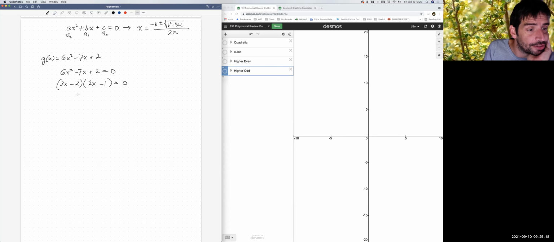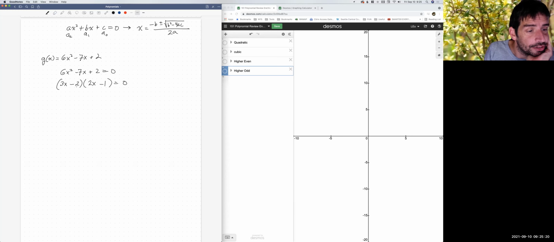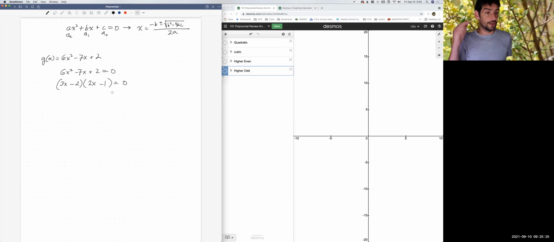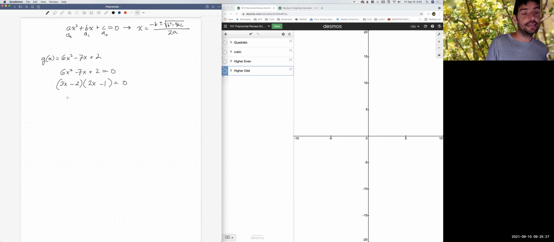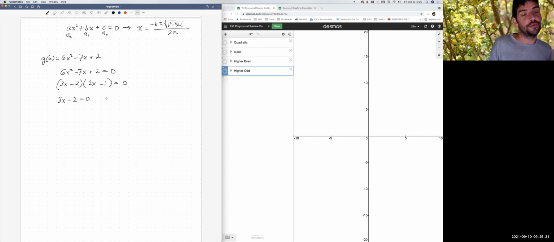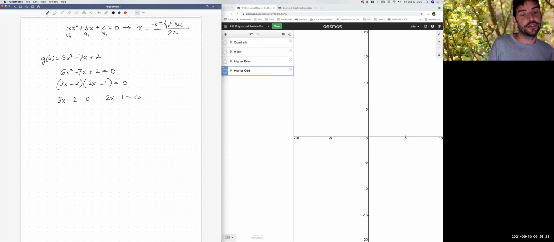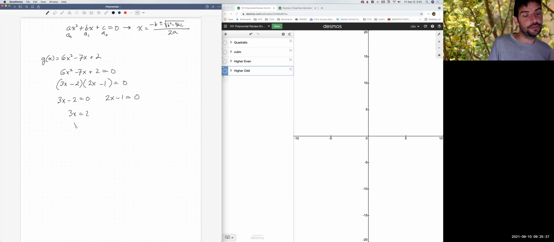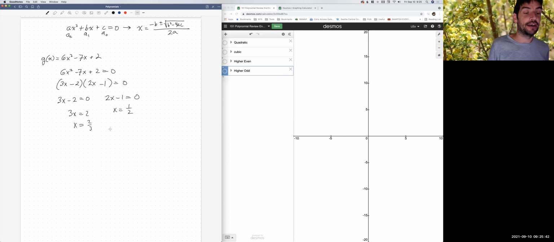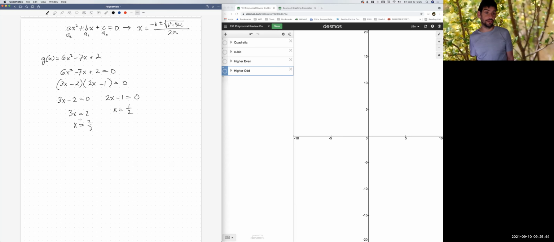So here's our nice factoring of this. We get 6x squared minus 3x minus 4x plus 2 gives us 0. And then we know the only way two things can multiply to be 0 is if one of them is 0. So one of these two things has to be true. And we get 3x equals 2, or x equals 2/3, or x equals 1/2, right? So there's our two solutions.